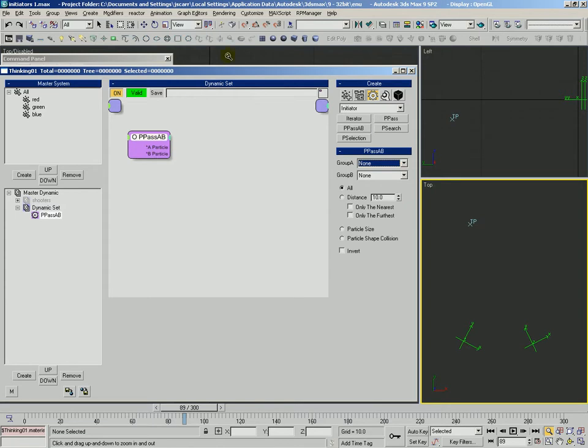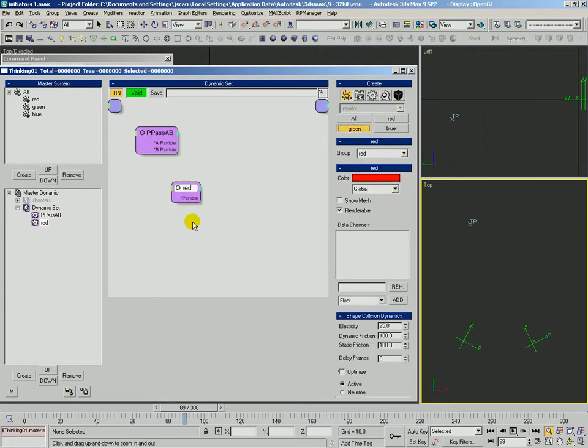PPassAB is a method for comparing particle groups. Anytime you want to take a look at two particle groups at the same time and figure out things like when they come close to each other or when they hit each other, then we want to do something, you're going to have to use PPassAB. You cannot use a red and a green setup like this. Maybe you want to just try to compare their position information.